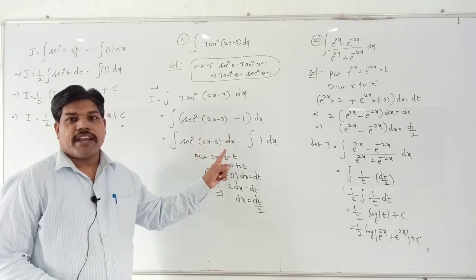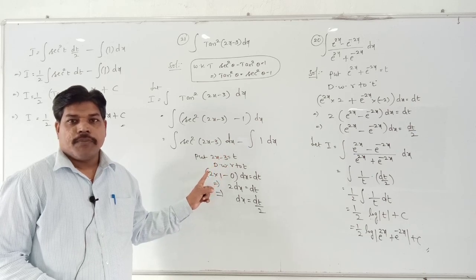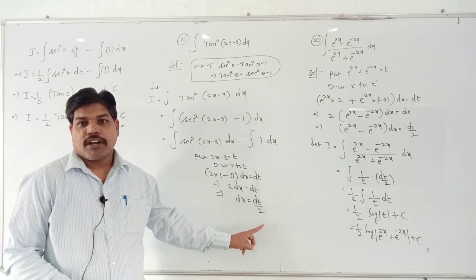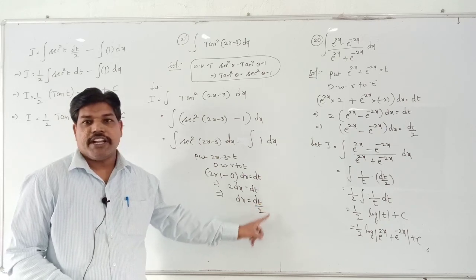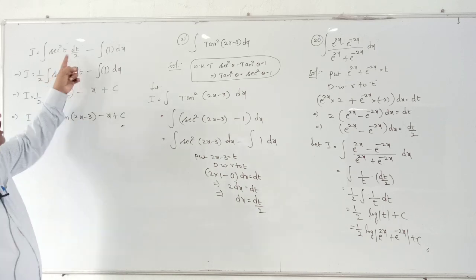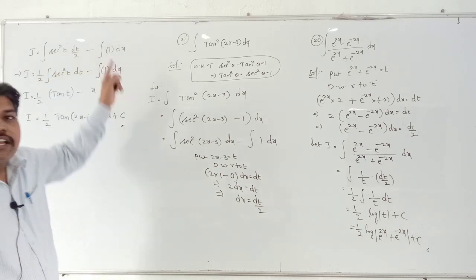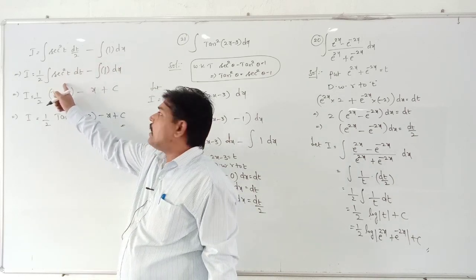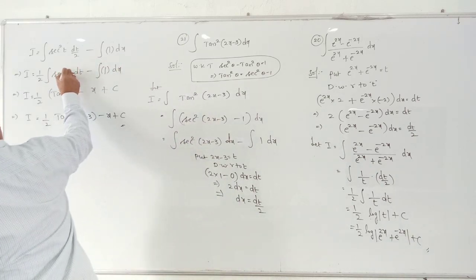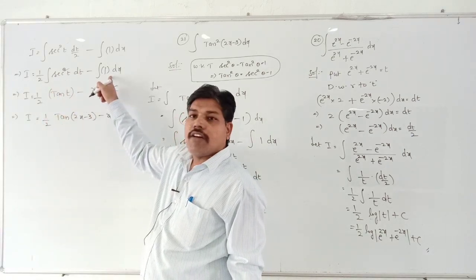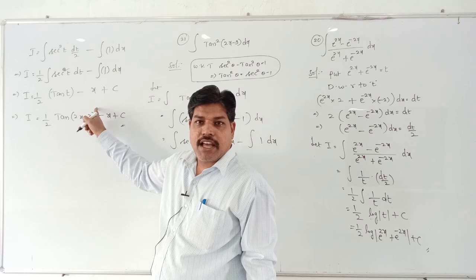Okay. So 2x minus 3 you are going to take as t. So automatically dx will become dt by 2. After getting dx is equal to dt by 2, substitute this value in the I. So it will become integral of secant square t into dt by 2 minus integral of 1 into dx. So the integral of secant square t is nothing but tan t, minus integral of 1 with respect to x, it will become x.